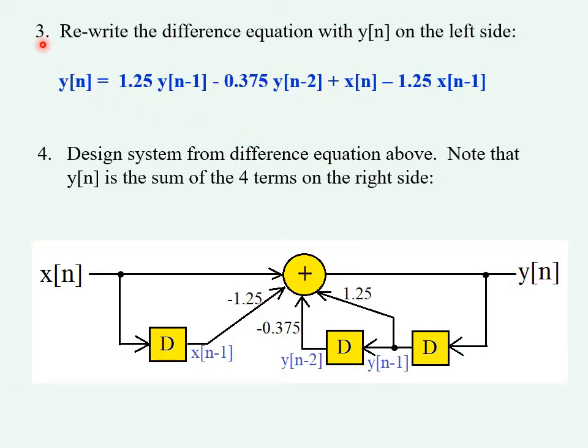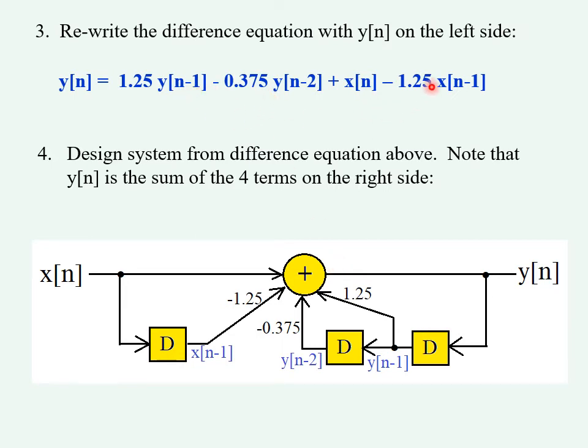The next step is, remember our goal here is to design a system, like a block diagram of this system. To do this, once you have a linear difference equation, just solve for y of n. Put y of n all by itself on the left, and all the other terms on the right. Notice that y of n is the sum of 4 terms, so I'm going to put an adder here. This is x of n coming in on the left, and this is y of n coming out. We know the output has 4 different terms that make it.